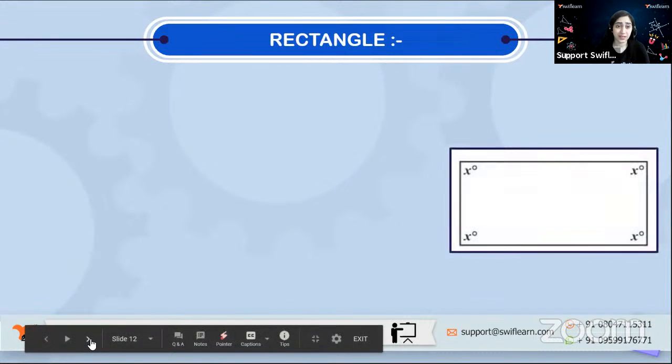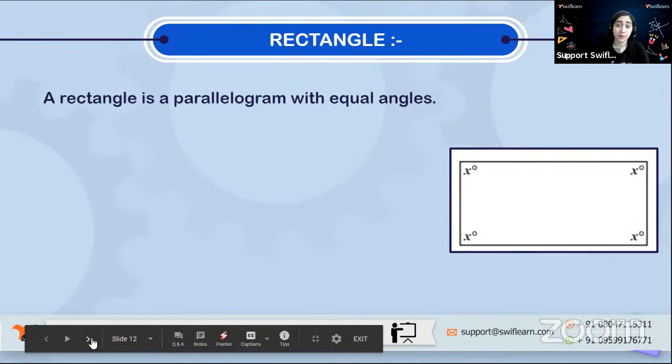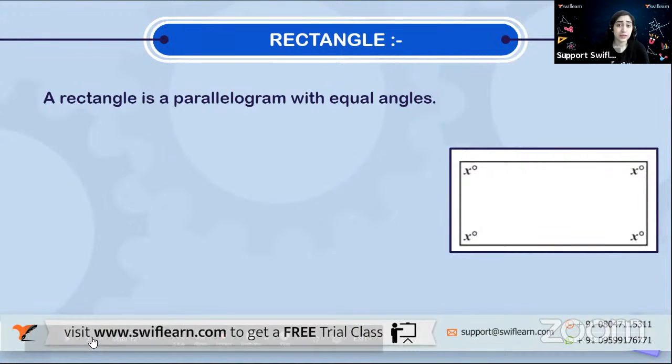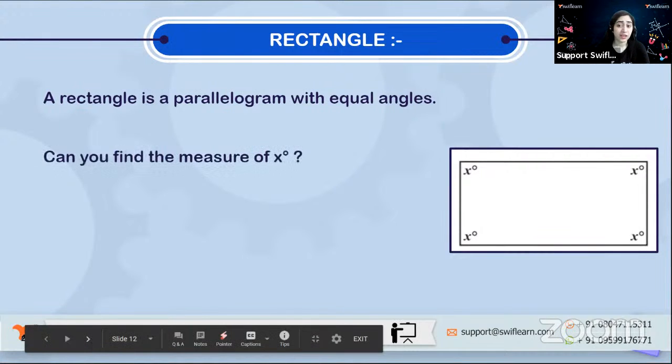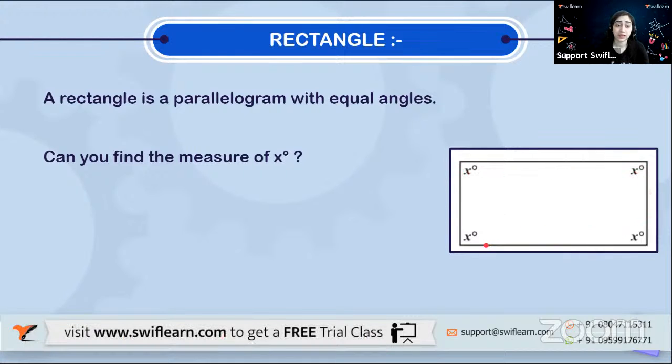Moving on to the rectangle. What is a rectangle? A rectangle is also a form of a parallelogram. Why do we say so? Because the opposite sides are of the same length. That is what we need. And all the angles of the rectangle have the same measurement, right?